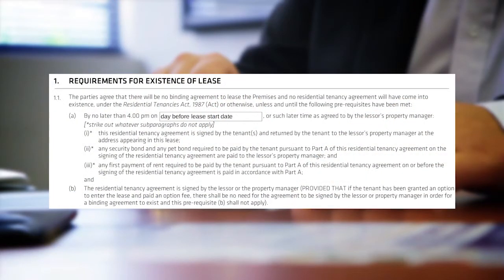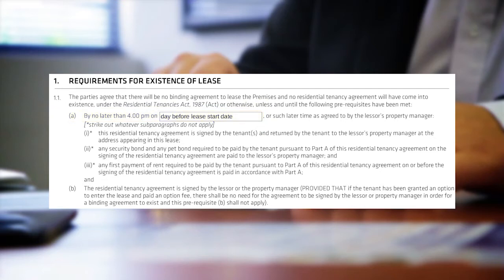Requirements for existence of lease. The parties agree that there will be no binding agreement to lease the premises, and no residential tenancy agreement will have come into existence under the Residential Tenancies Act 1987 or otherwise, unless and until the following prerequisites have been met. A. By no later than 4 p.m. on the day before lease start date, or such later time as agreed to by the lessor's property manager.